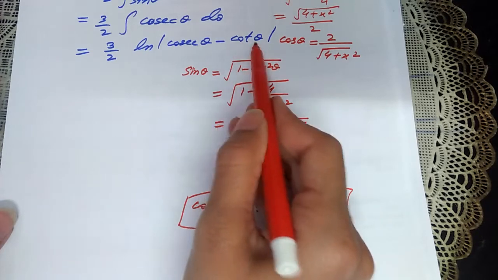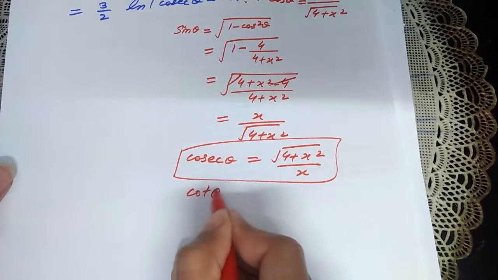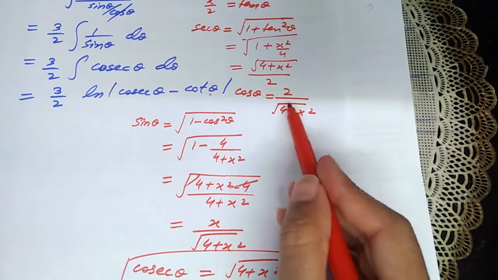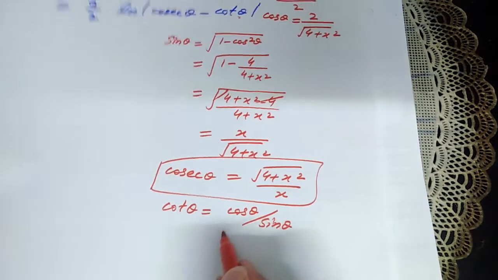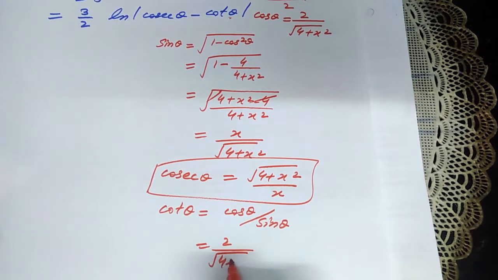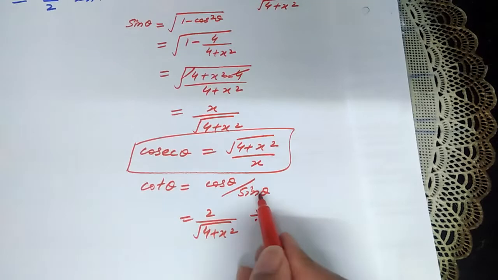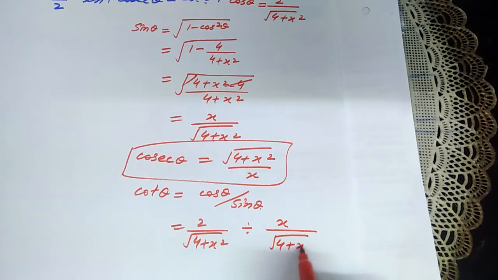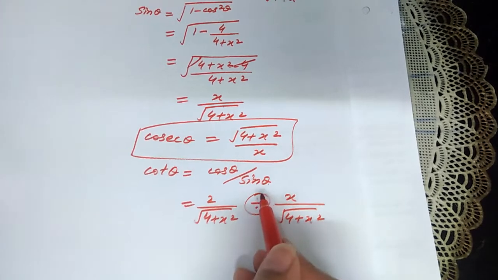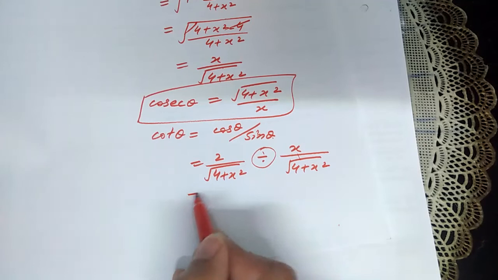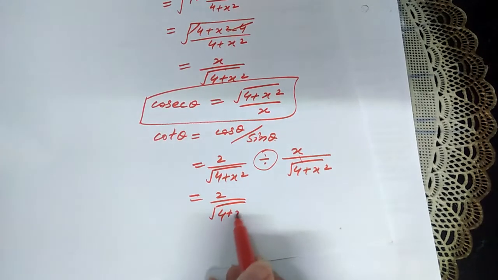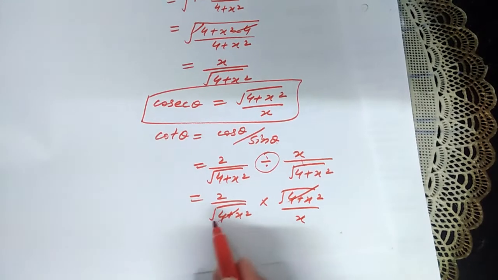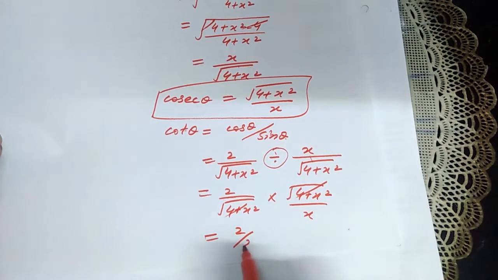One more thing that I need is the cot of theta. So you know that cot of theta equals cos of theta over sine of theta. And what is the answer of cos of theta? This answer. So that will be equal to 2 over under root 4 plus x square divided by sine of theta. And sine of theta is this value, that is x over under root 4 plus x square. If I change this division sign into multiplication, it will just reciprocate. So it will become 2 over under root 4 plus x square multiplied by under root 4 plus x square over x. This will be cancelled. So the cot of theta will be equal to 2 over x.